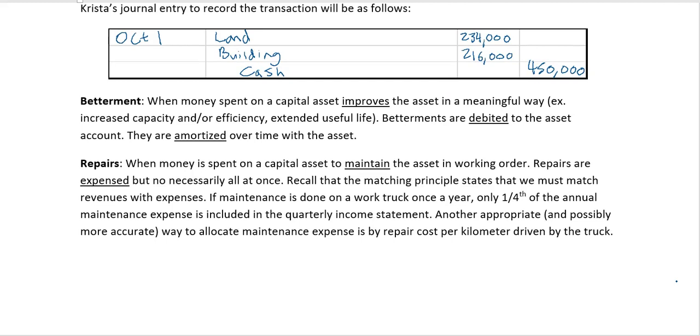Betterment. When money spent on a capital asset improves the asset in a meaningful way. Example, increased capacity and/or efficiency, extended useful life. Betterments are debited to the asset account. They're amortized over time with the asset.